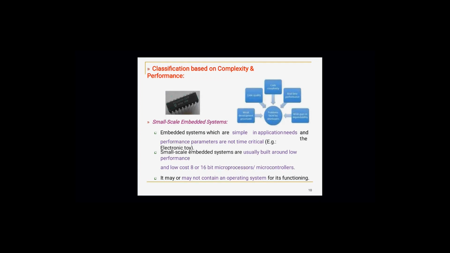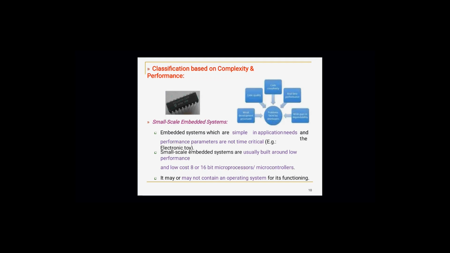Then, I told you the second category of classification is based on complexity and performance. How complex the embedded system is, what different components are there, how many components there are, how complex its software is, how sophisticated its processor is. Based on that, we have discussed complexity and even performance, how fast an embedded system is. There are three categories they have discussed: small scale, medium scale, and large scale.